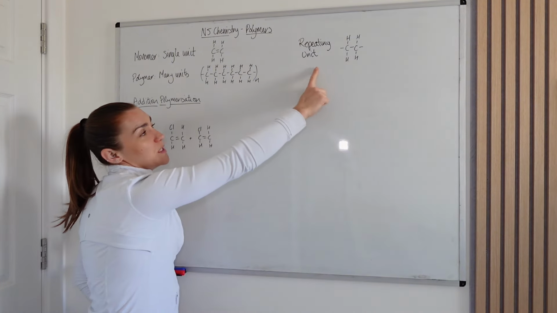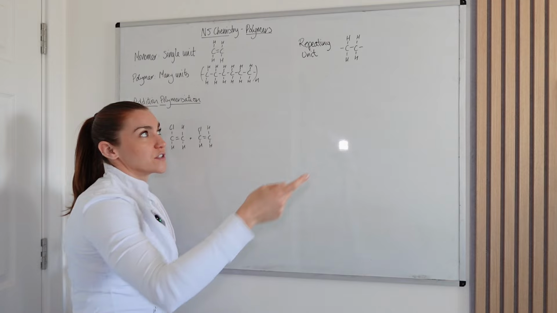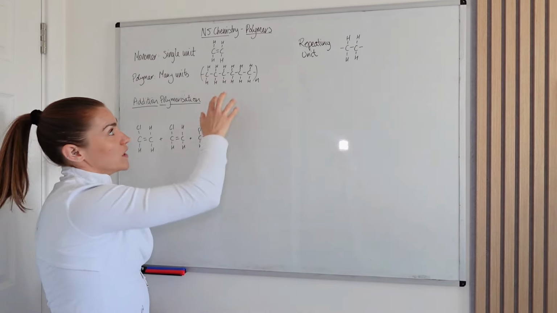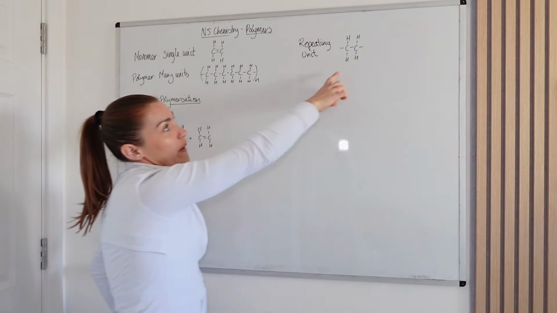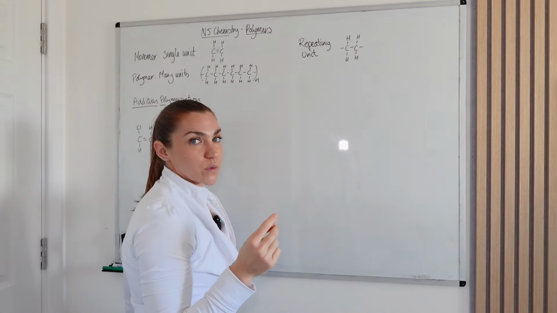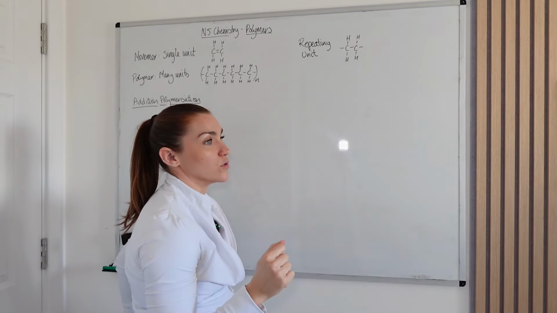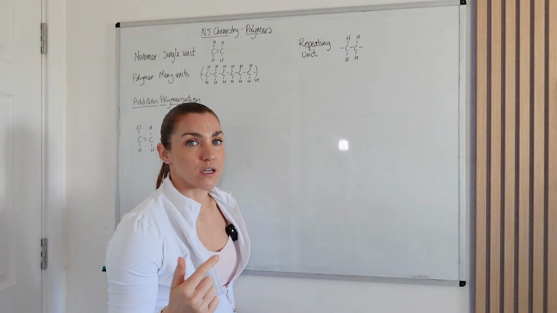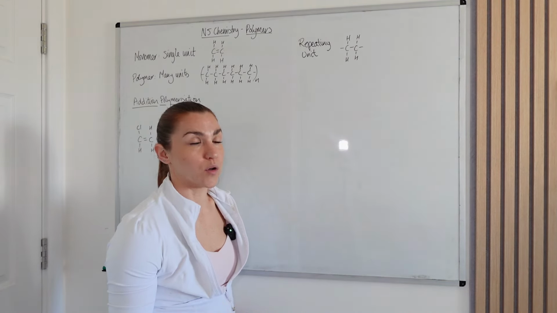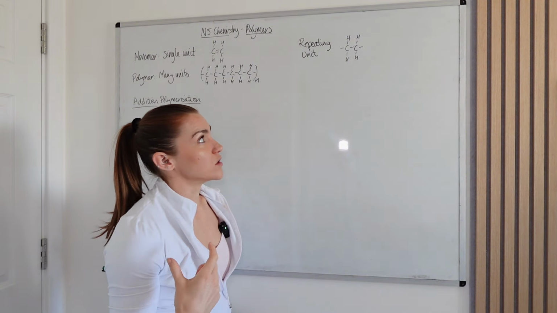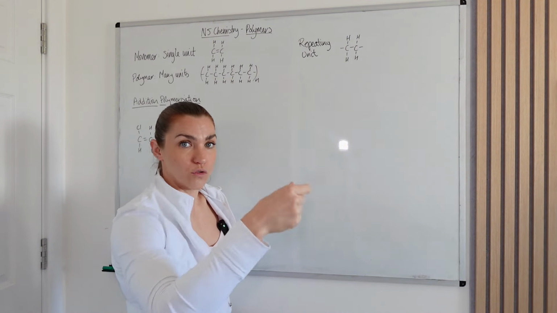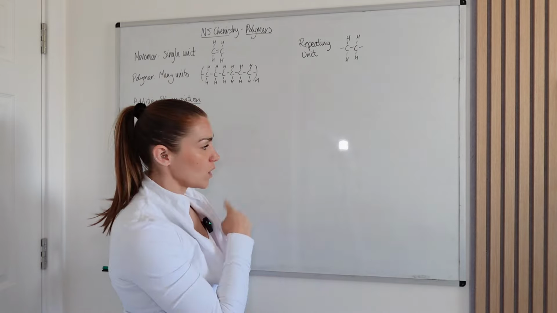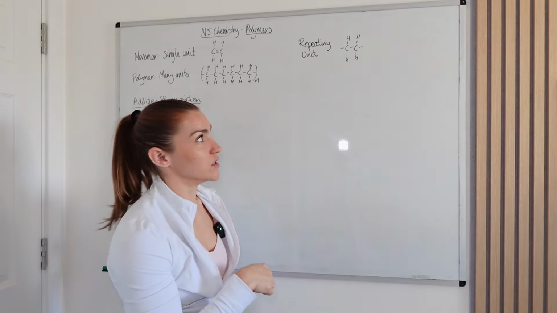We then have the repeating unit. Now this is the repeating pattern that exists within the polymer. Normally the repeating unit is just one monomer's worth. Sometimes though, when you get what's known as a copolymer and two different monomers have been used to make that polymer, then the repeating unit will consist of two of the monomers joined together. We'll come to that again a bit later in this video.